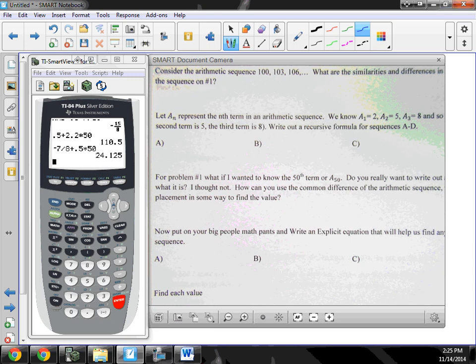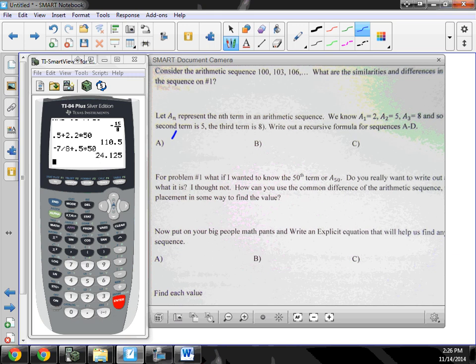Okay? So we know a sub 1 is 2, a sub 2 is 5, a sub 3 is 8, and so on. Which means the first term is 2, second term is 5, and third term is 8. So let's write recursive formulas for each of those problems in A through D. So what would A look like?